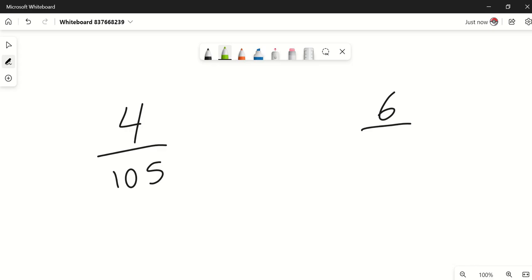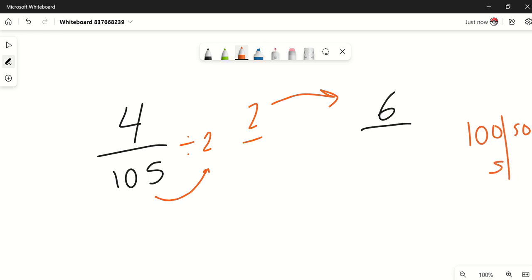Another way of doing it would have been to convert this and divide these by 2. Because when I divide 4 by 2, it becomes 2, and then I can easily convert 2 to become 6. The problem here is when I divide 105 by 2, I'm not going to get such a pretty number. I'm actually going to get 105. Half of 100 is 50. Half of 5 would be 2.5. So I'd get 52.5. In order for 2 to become 6, I need to multiply it by 3, and I would have to do the same thing here.